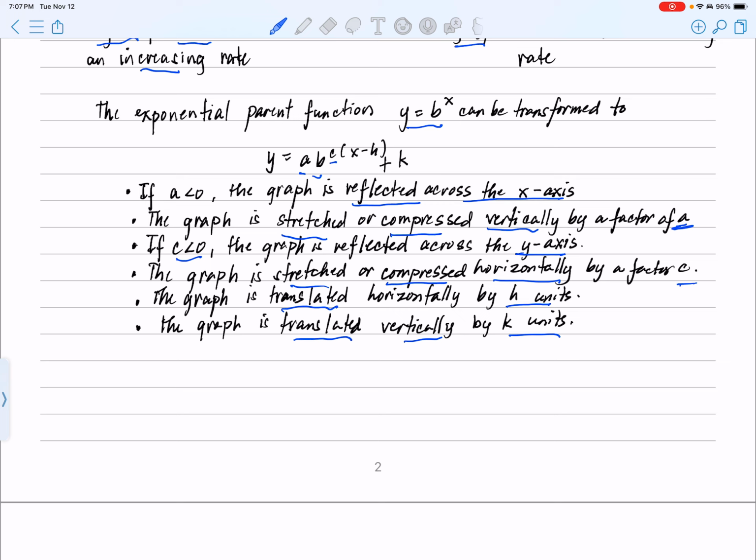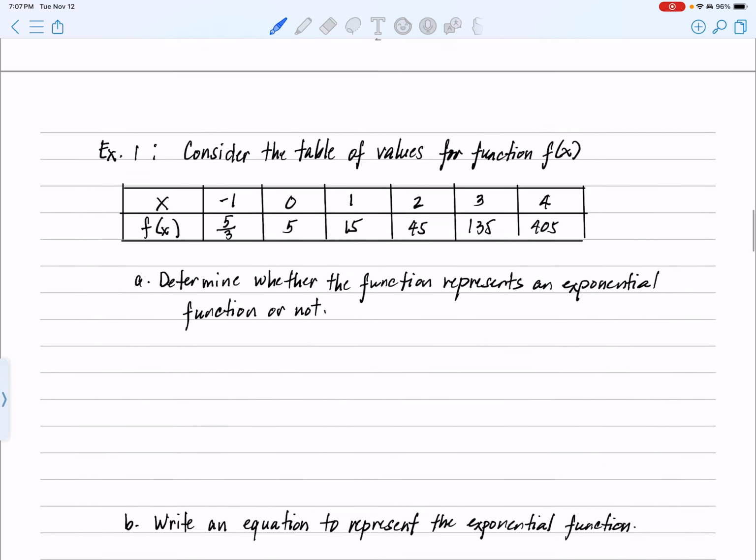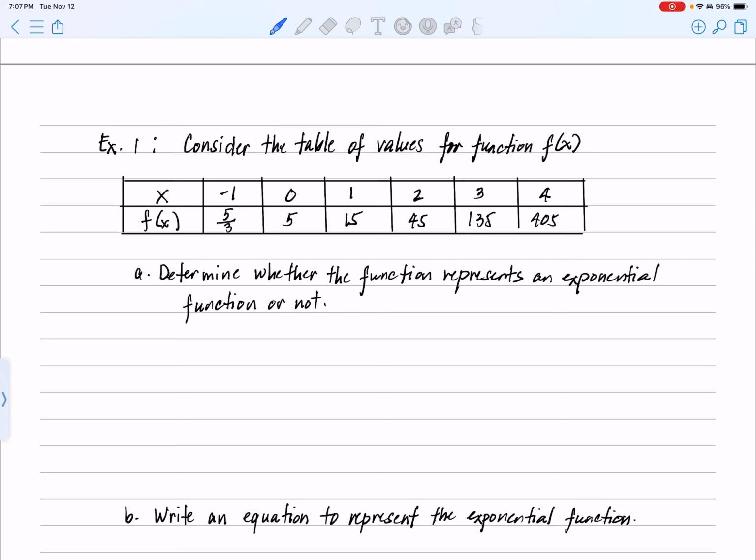All right, so let's start with the problem. Consider the table of values for the function f of x. X is negative 1, 0, 1, 2, 3, 4, while f of x is 5/3, 5, 15, 45, 135, 405. Determine whether the function represents an exponential function or not.